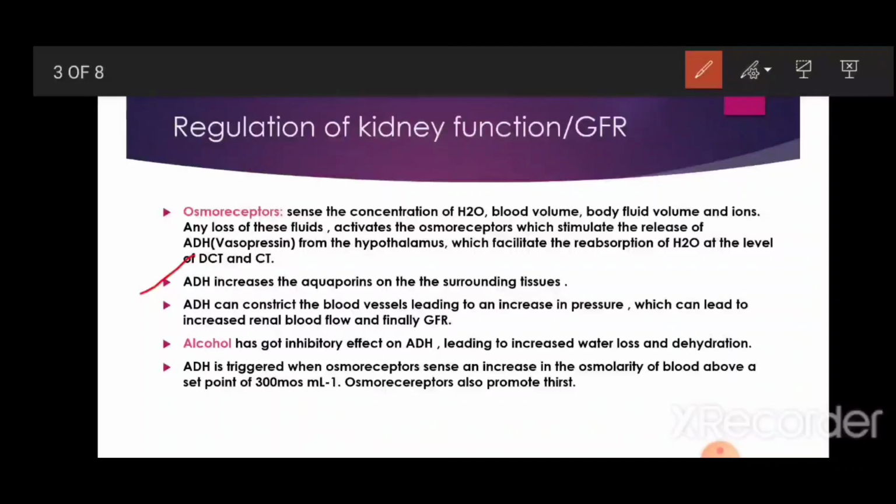ADH increases the aquaporins on the surrounding tissues. Basically aquaporins are the intrinsic membrane proteins. They are associated with the membranes. They create pores in the membranes, leading to the uptake of the water. They are also referred to, or synonymously called, water channels. So they allow the cells to take water into them.